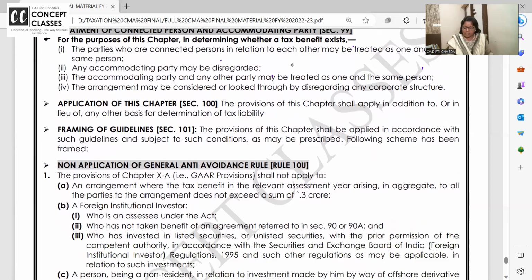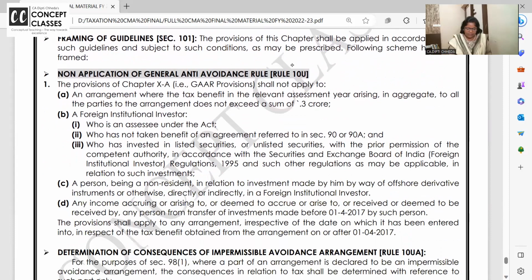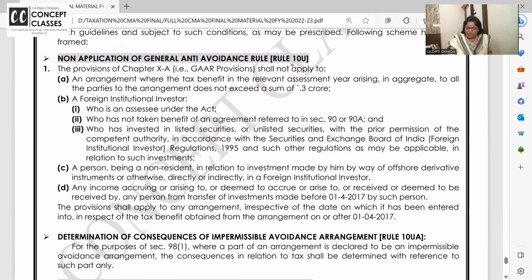The provisions of this chapter shall apply in addition to or in lieu of any other basis of tax determination. So GAAR is overriding DTAA, SAR and all. Okay, so it is applicable. The provisions of this chapter shall be applied in accordance with such guidelines and all. Okay. Non-application of the GAAR.